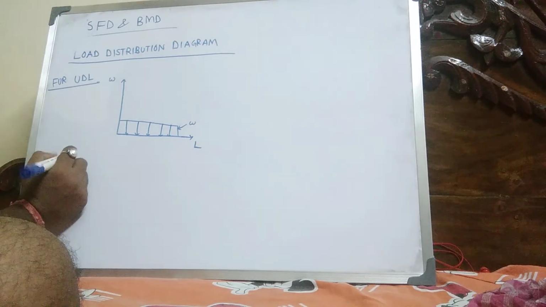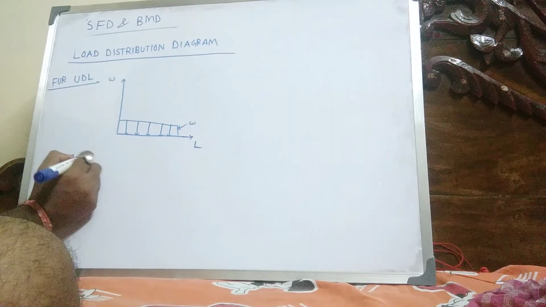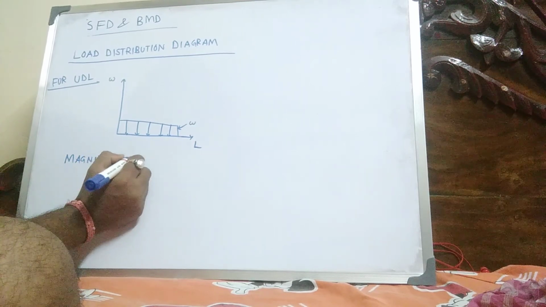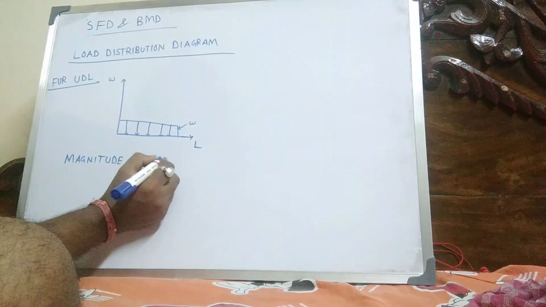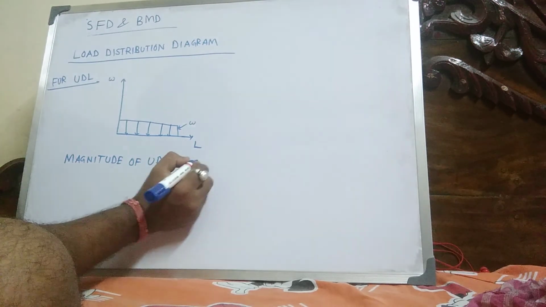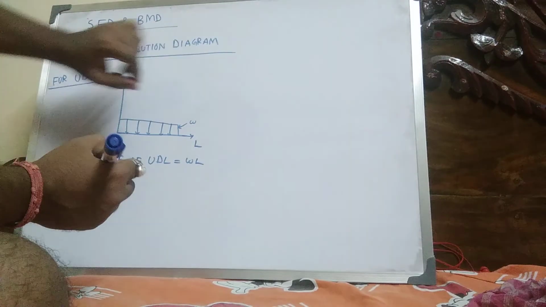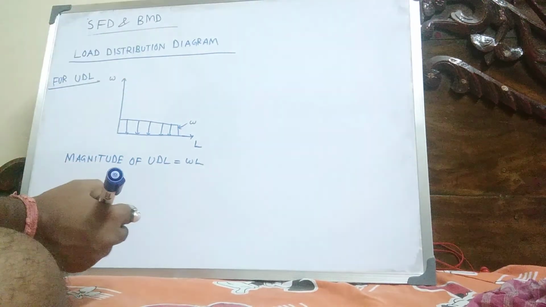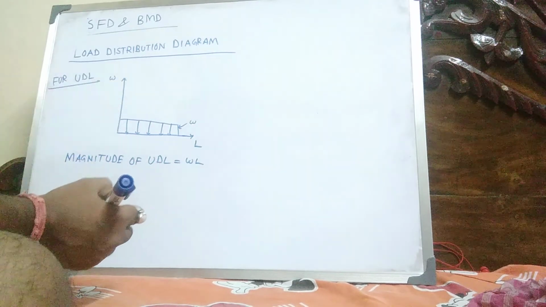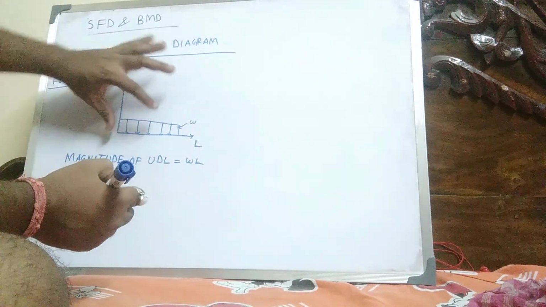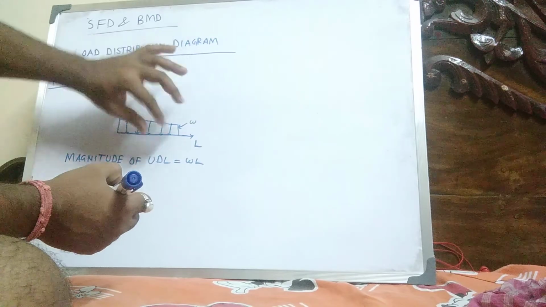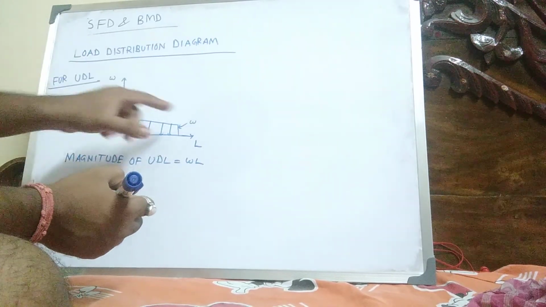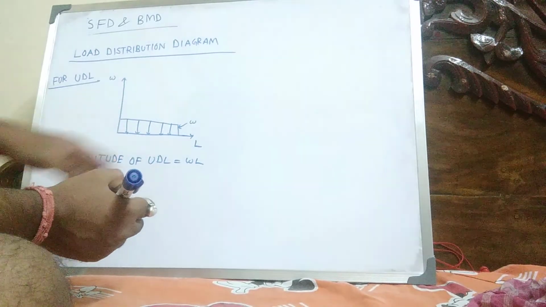The magnitude of UDL is equal to W into L, which means the area of the load diagram. This is a rectangle with length L and height W. Multiplying, the area of the rectangle is W into L, and that is the magnitude of UDL.